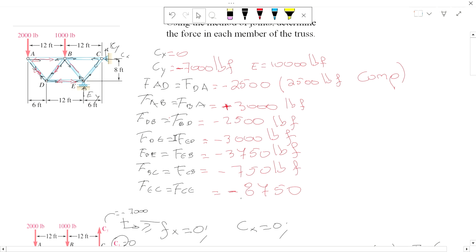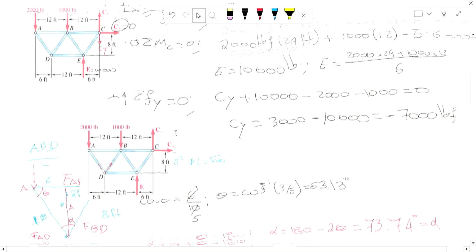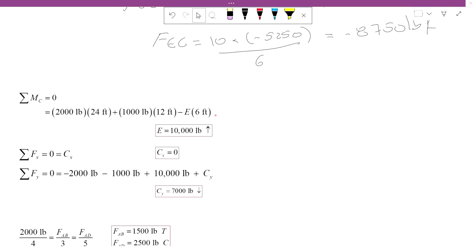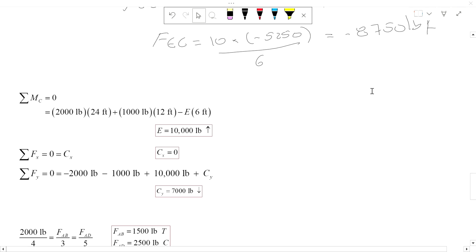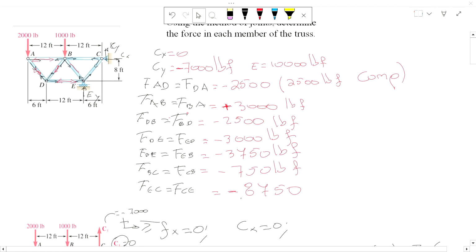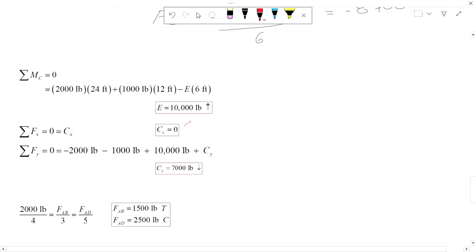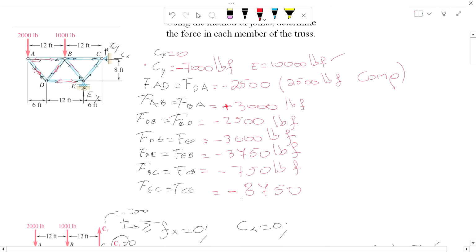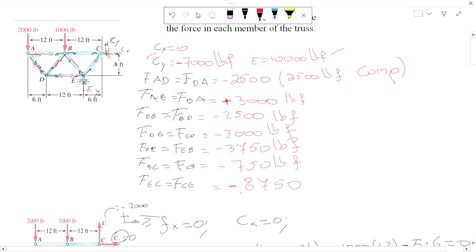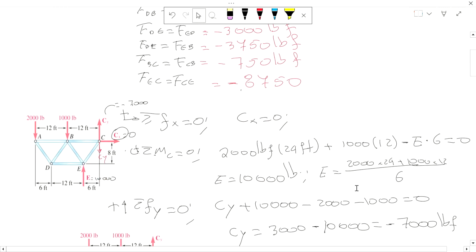Okay, so let's check. Let us check. So we have E equal to 10,000. Where do we have E? Yes, E is 10,000. Okay. Cx is 0, Cy is negative 7,000. Yes. Cx is 0, yes, that was pretty easy.